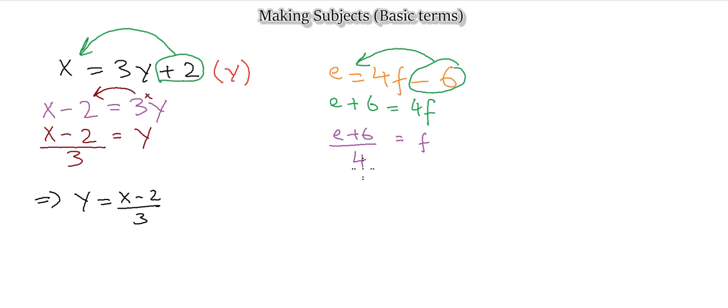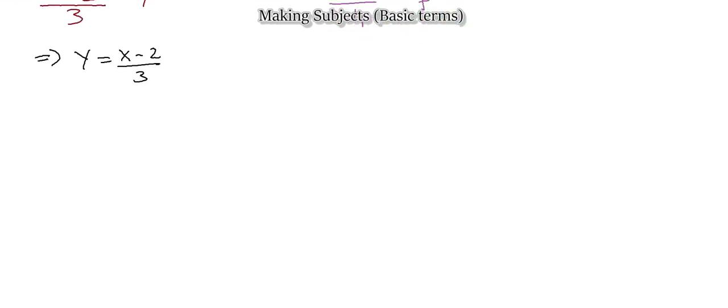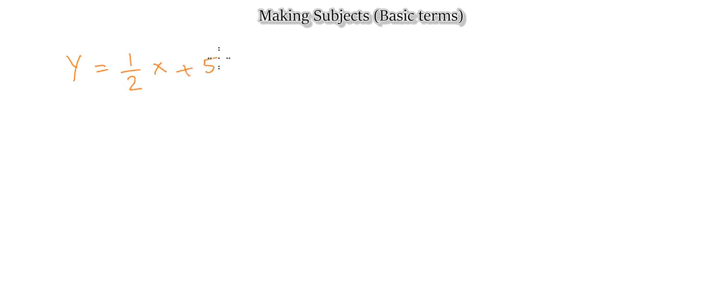Now let's try a bit of a fraction. Let's say I have y equals half x plus 5. A lot of people will look at this and think, whoa, I've got a fraction in this. That's confusing, but nothing to worry about. In making the subject, whenever you make any term the subject, in this case x, you will always take one term at a time.